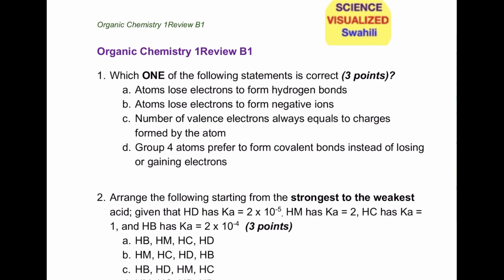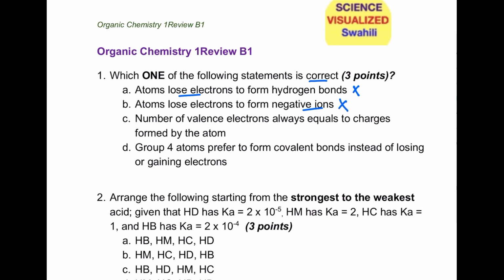Question 1. Which one of the following statements is correct? A. Atoms lose electrons to form hydrogen bonds. That is wrong because when atoms lose electrons, they form ions. They actually form positively charged ions because the number of electrons is going to be less than the number of protons. Atoms lose electrons to form negative ions.